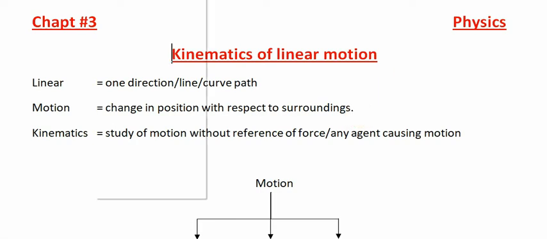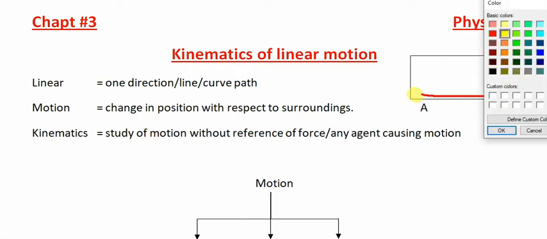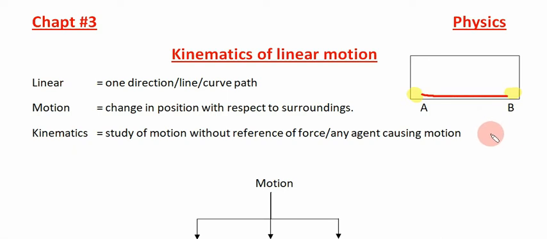Let us take an example by drawing a room. So suppose that this is a room, and consider that this corner is point A and this corner is point B. Now suppose an object is lying at point A. If this object moves from point A to point B, now we can say that this object has changed its position from point A to point B.